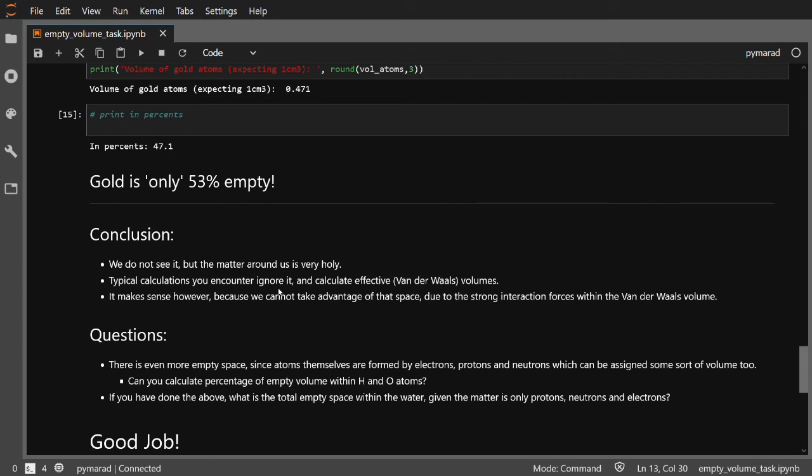It partially makes sense, because we cannot take much advantage of that empty space inside the water. We cannot squeeze the molecules more or put anything else there, because the repulsion forces are so strong.